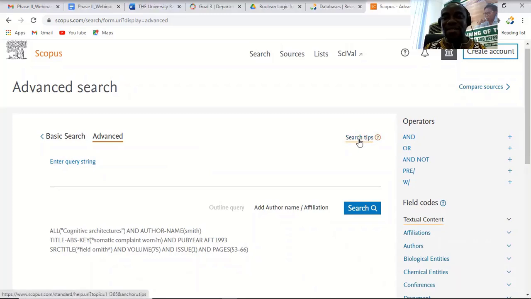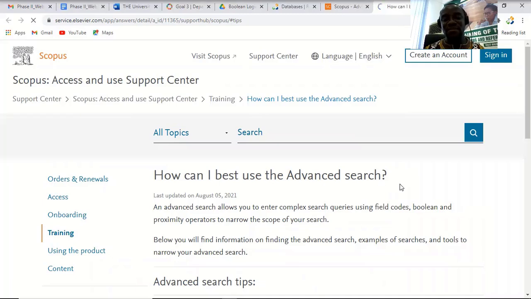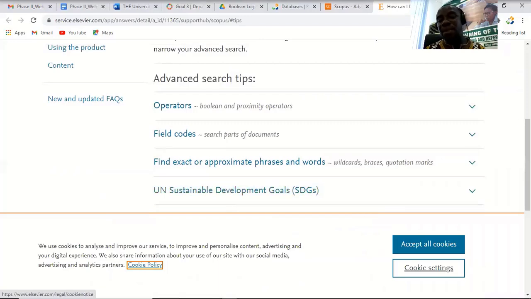See this thing here, that's a search tips with a question mark, or usually we know this means help. Help means you have tips on how to do something. Now, if you open this, you see that Scopus actually gives you a lot of information on how you can do your searches in this database more efficiently. So we say, how can I best use advanced search? An advanced search allows you to enter complex search queries using, and so on. All right, so then it gives you definitions, the operators, the field codes, find exact.